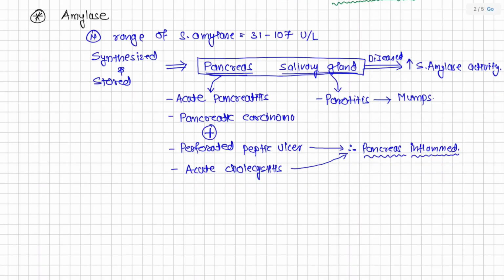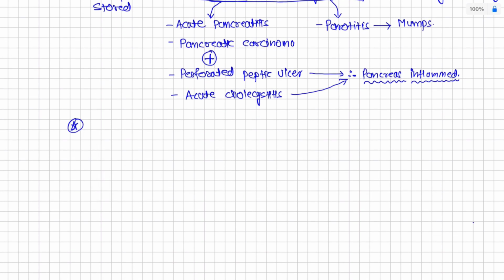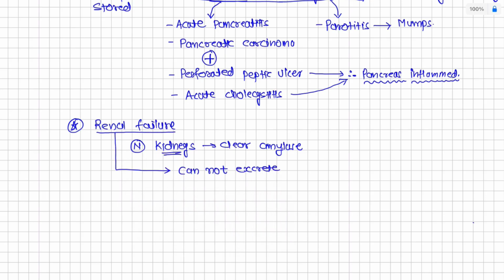There is one more unique and clinically important cause of elevated serum amylase activity, and that is renal failure. See, normally the kidneys clear amylase from the serum, but in renal failure, kidneys cannot excrete amylase, and this leads to accumulation and increased serum amylase activity.